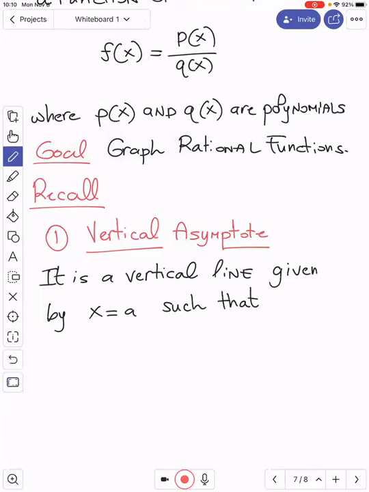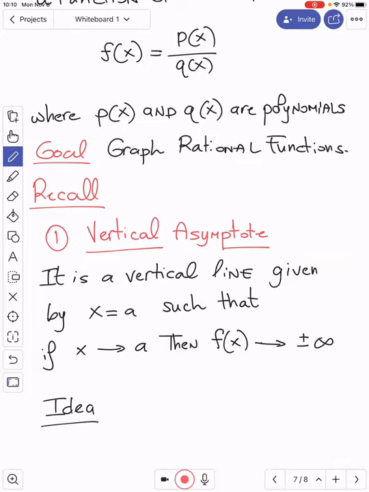So if x approaches a, then the values of the function f are going to approach infinity. Then f of x approaches positive or negative infinity. So in other words, the idea is the following.